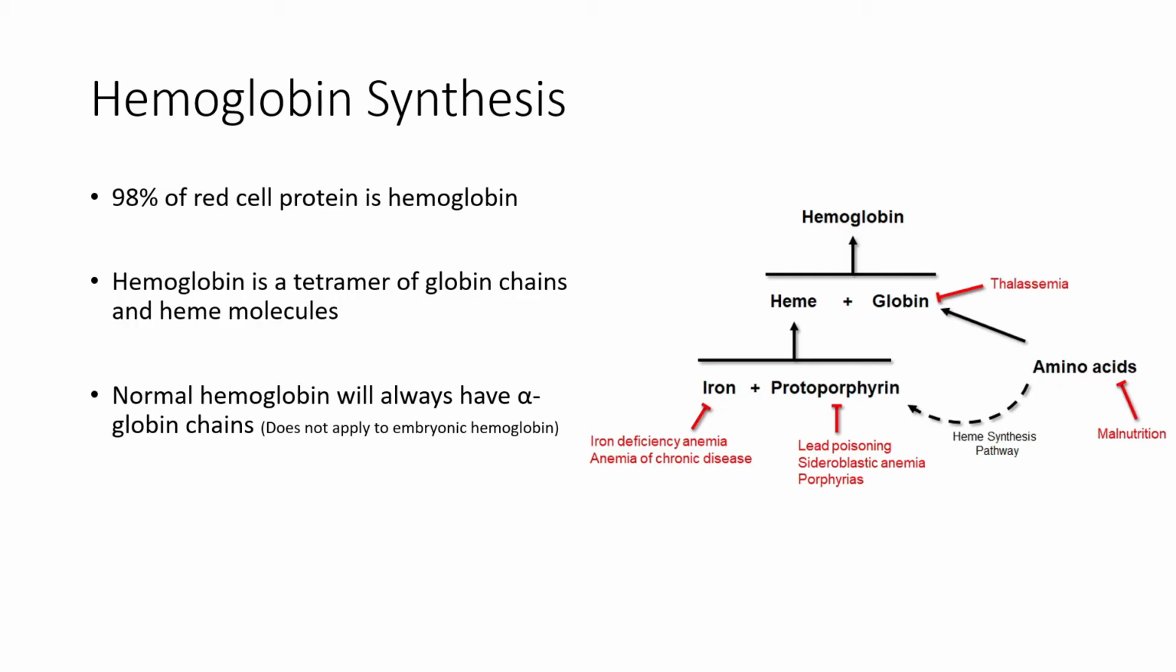Each subunit is composed of a heme molecule and a globin amino acid chain. Heme is the product of iron in its reduced ferrous state, that is Fe2+, combined with protoporphyrin. The diseases shown here in red are shown where they interfere with hemoglobin synthesis.